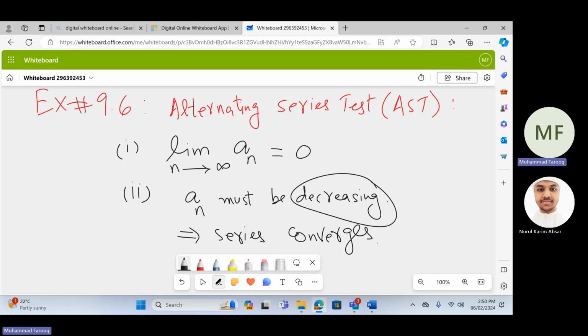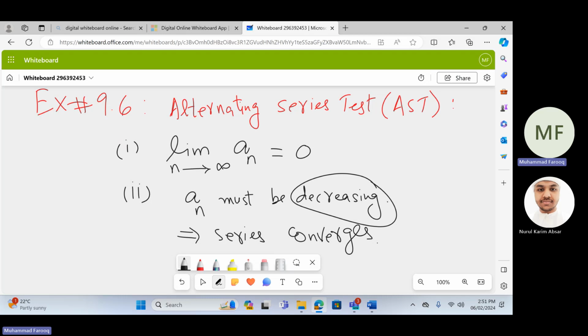As I told you, perform these two calculations. Number 1, calculate the limit of the term at infinity. If the answer is 0, go to the next condition. And here we have to perform the first derivative test, which we already did. Remember in which test we also use the decreasing condition? Don't forget, in the exam you have marks for that step.